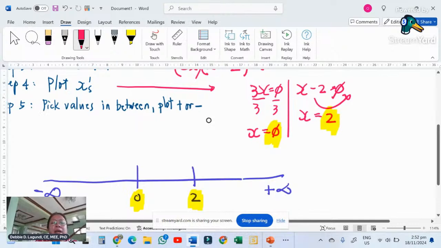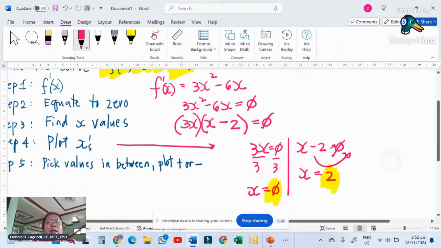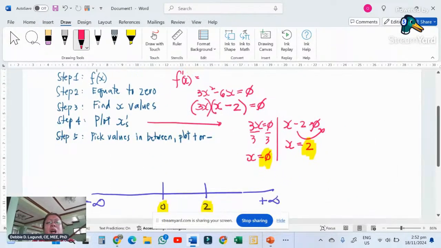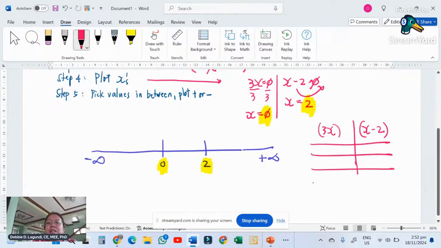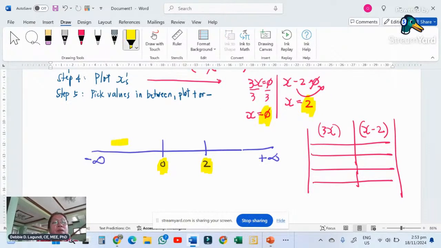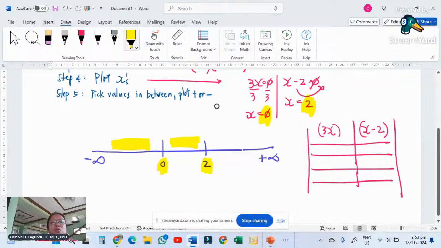Now, we can go from 2 to greater than 2. From 3x, hang on, where is it again? F prime, there you go. So I have 3x and I have x minus 2. Okay, how do you determine the positive and negative? How would I know which slots I have? First, here you have negative infinity to 0. You have 0 to 2, and you have 2 up to infinity.